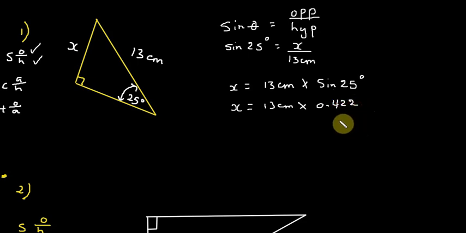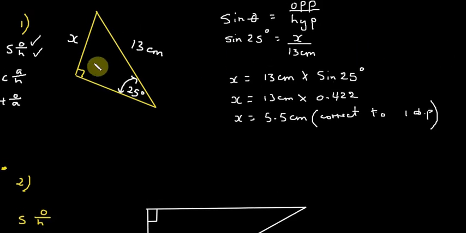And you will get marks for every step that you make. So x is equal to, when I multiply 13 by 0.422, we will have 5.5 cm, correct to 1 decimal place. Very, very easy. Again, in this video, we are finding unknown sides. In part 2 of my video on trigonometric ratio, we will find unknown angles.